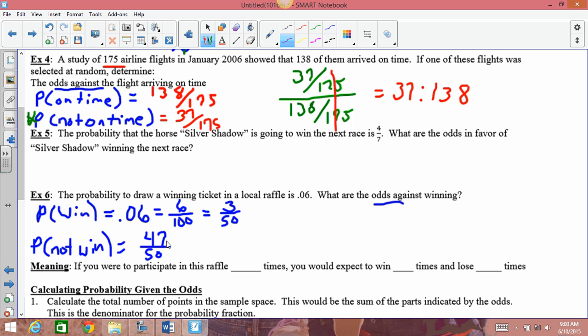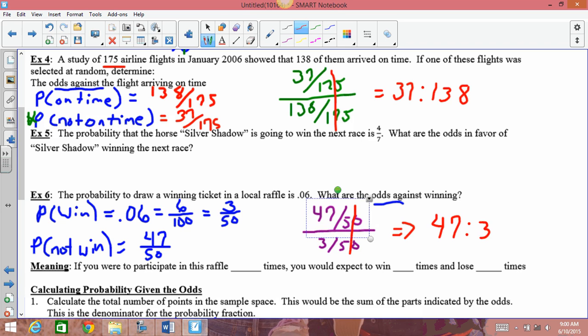So now if I want odds against, then I want my no to be on top, 47 out of 50, divided by my yes on the bottom, 3 out of 50. Now we know those 50s cancel out. Final answer, 47 to 3.